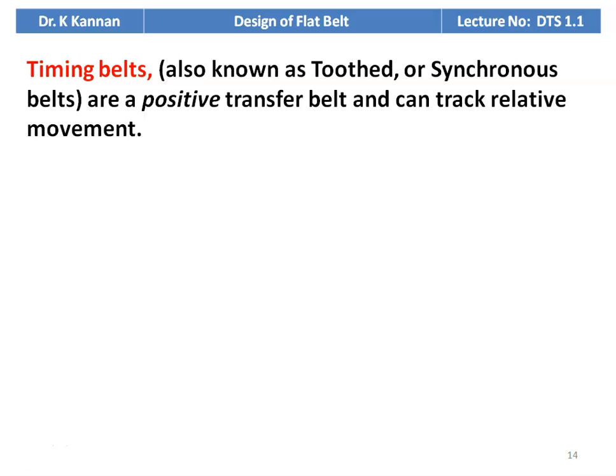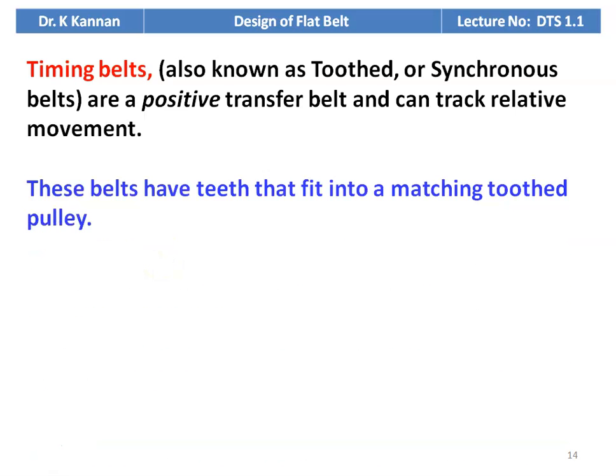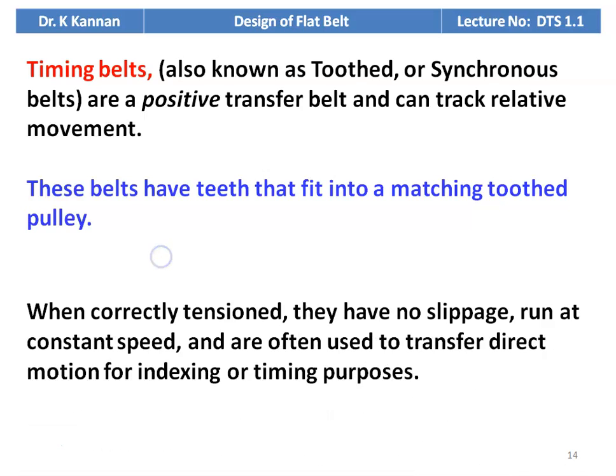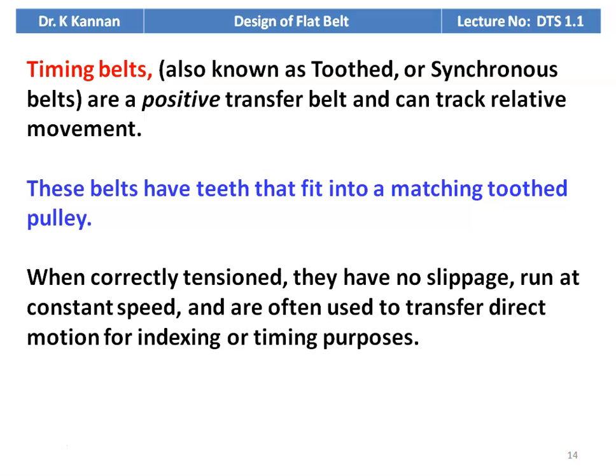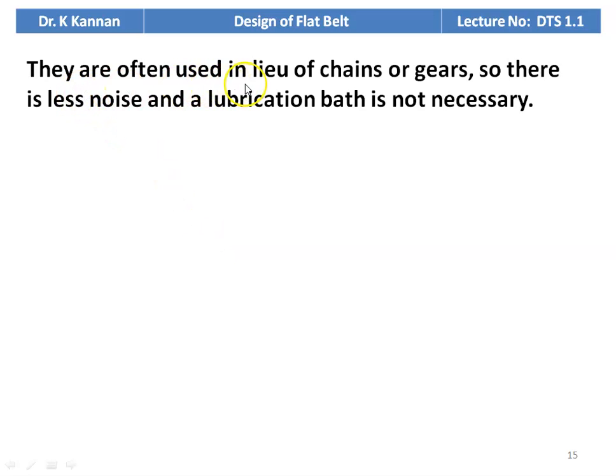Timing belts are also known as toothed or synchronous belts or positive transfer belts. And they can track relative movement between the driving and the driven pulley. These belts have teeth that fit into the matching toothed pulley. When correctly tensioned, they have no slippage, run at constant speed, and are often used to transfer direct motion for indexing or timing purposes. So some indexing mechanisms require the timing belt. They are often used in lieu of chains or gears. So wherever the chain or gear cannot be used, we can think of using the timing belt.